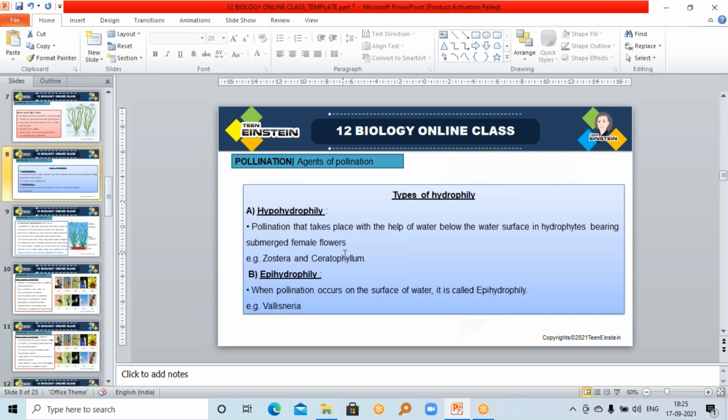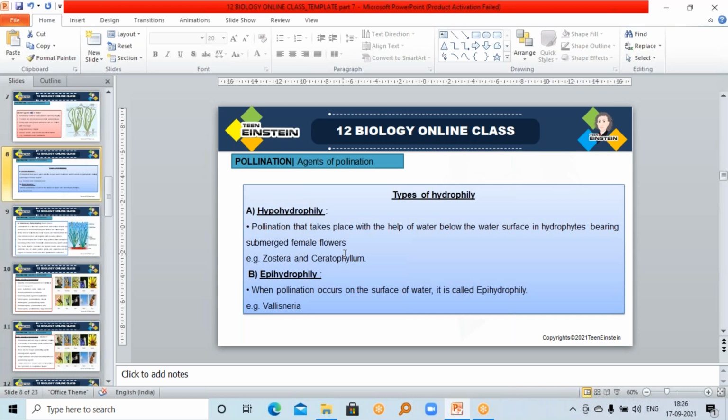So in this case, there is no hydrophily. These are not hydrophilous plants. Instead, they are pollinated by insect or wind, same like the land plants. So all water plants are not pollinated by hydrophily; those above the water level are pollinated by insect or wind, as happens in the case of higher plants.